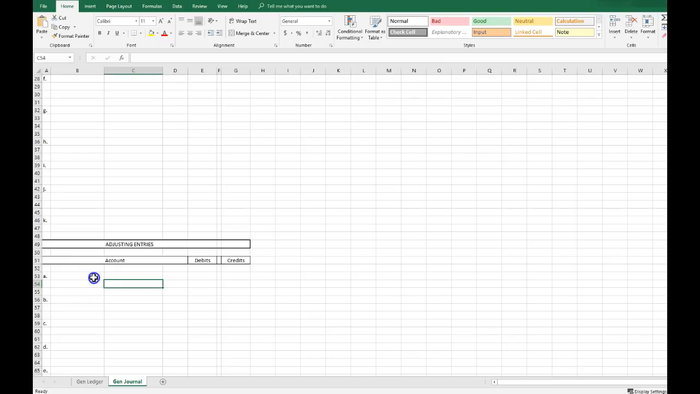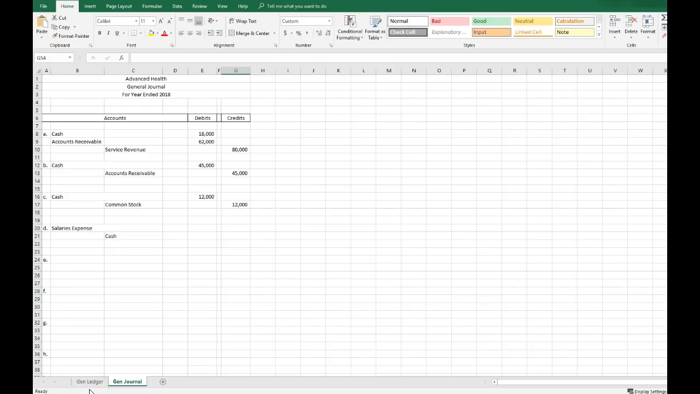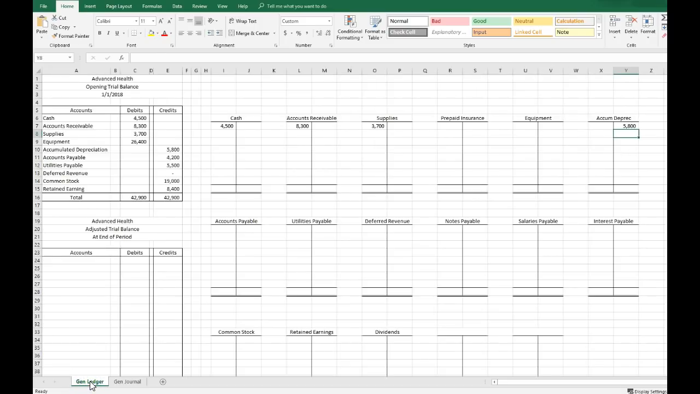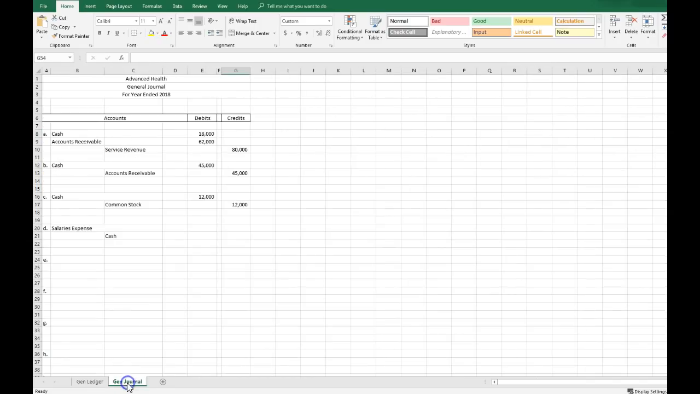For each adjusting entry, you'll have one debit and one credit. And for some of the adjusting entries, you'll have to calculate the dollar amount yourself. Once you have entered all the accounting entries for the regular journal entries and the adjusting entries, then what we'll need to do is go back to the General Ledger and post those entries into each of these T accounts that are affected. So let's look at the first one. Cash we increased $18,000. So in this entry, we debited cash $18,000.